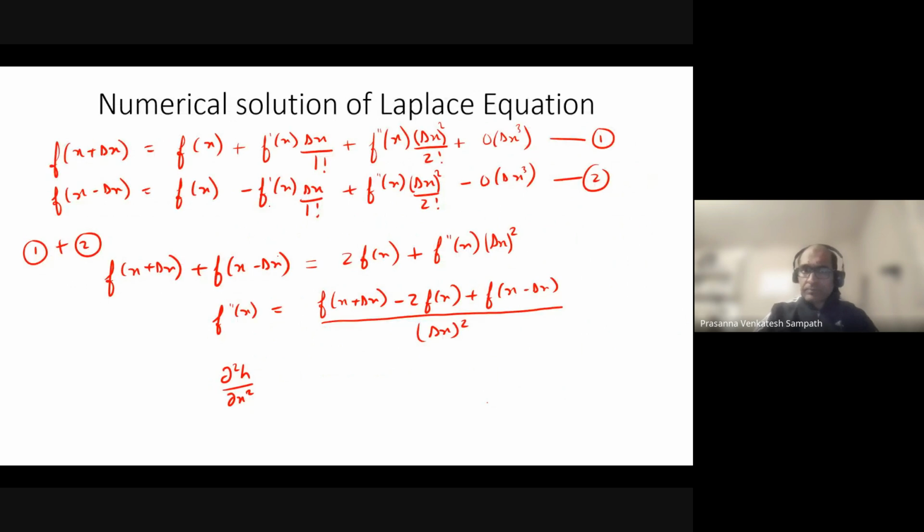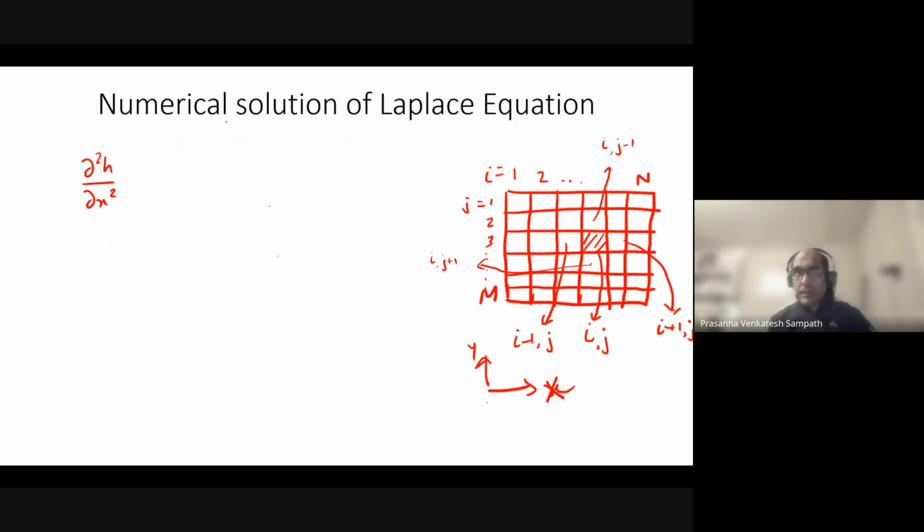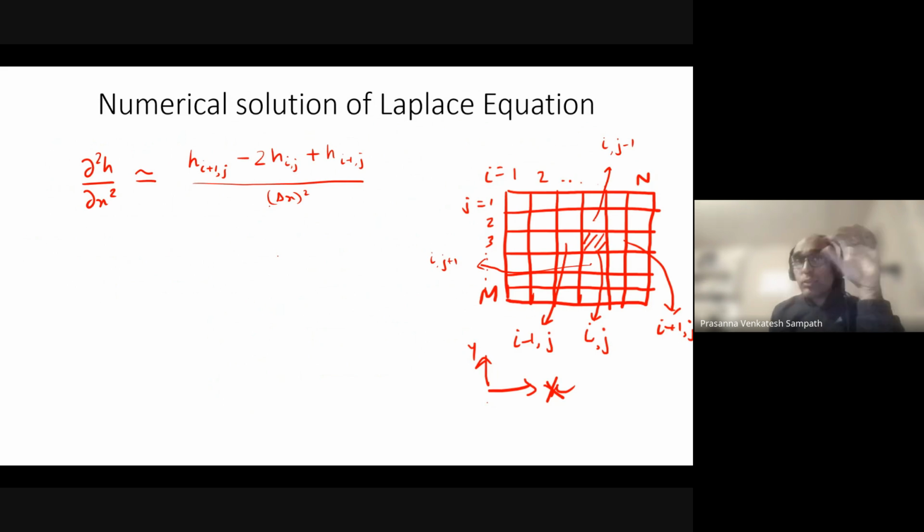Okay. Which is, let me write it. I'm going to say it is approximately equal to h of i plus 1 comma j minus 2 times h of i comma j plus h of i minus 1 comma j, divided by delta x square. This is a numerical approximation.